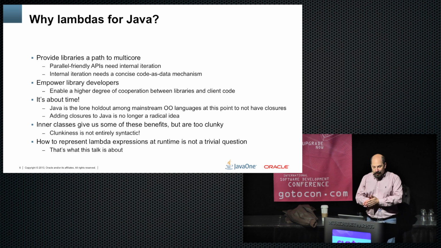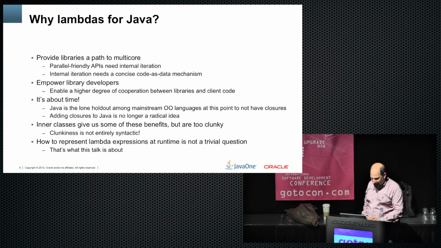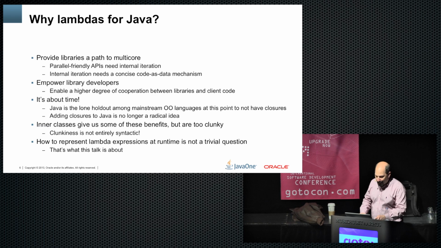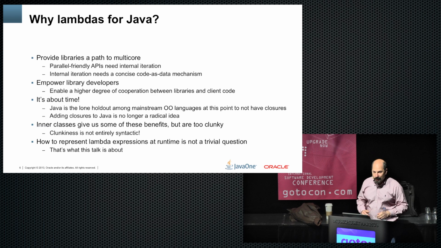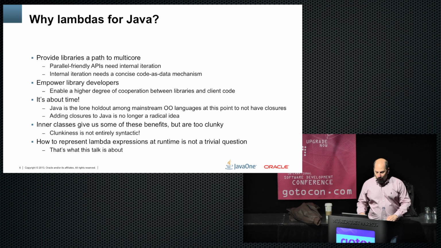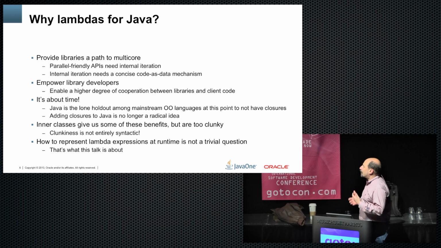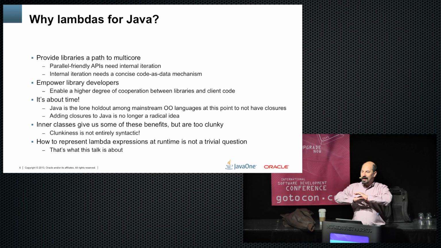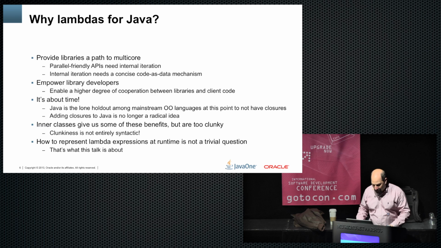So a little bit of background of why it is that we're doing this in the first place. Why bother adding lambdas to Java? I talked a little bit about that in my talk this morning. A couple of major reasons, the most important of which is providing a path to building multi-core friendly libraries. So if you want to build parallel friendly libraries, you have to have a way of expressing code as data, so that you can say, here, do this for every element of the collection, and you work out the details of the parallelism, decomposition, etc.